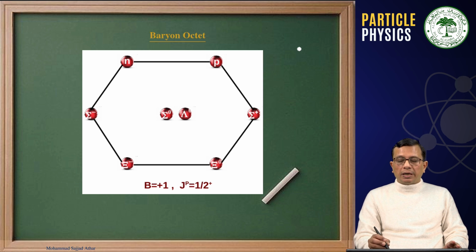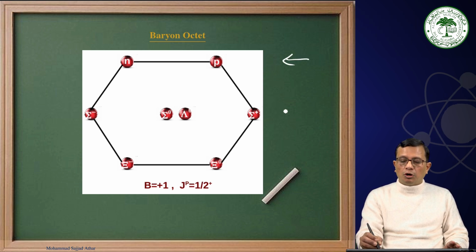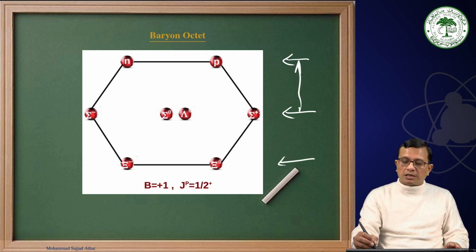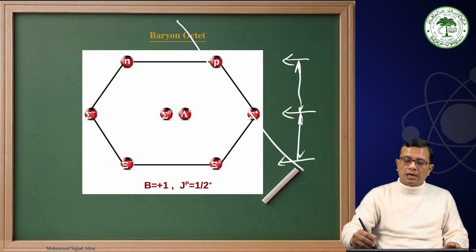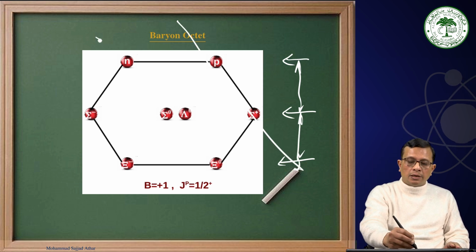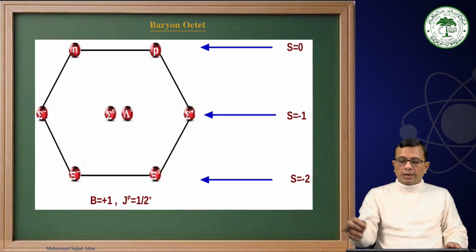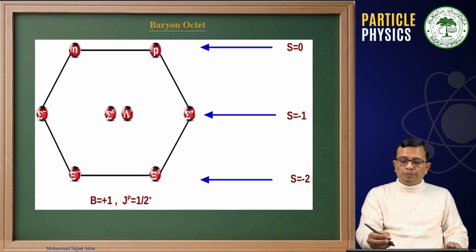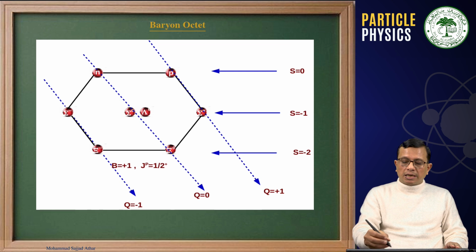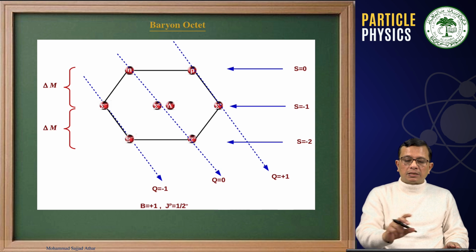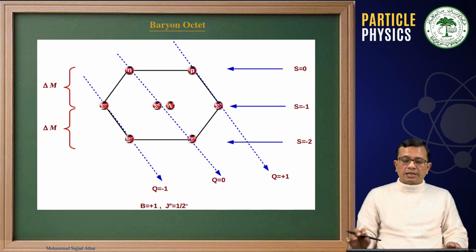All the particles which have been shown here have baryon number plus 1, spin half, and positive parity. As you can see, here we have a strangeness 0 particle, here a strangeness minus 1 particle, and here a strangeness minus 2 particle. This mass difference is the same as this mass difference, and the charges, as you can see, are plus 1 here, 0 here, and minus 1 here. You can see that strangeness is 0, minus 1, minus 2. Then charges on these diagonal lines are plus 1, 0, and minus 1. And the mass differences are also almost the same between these two.